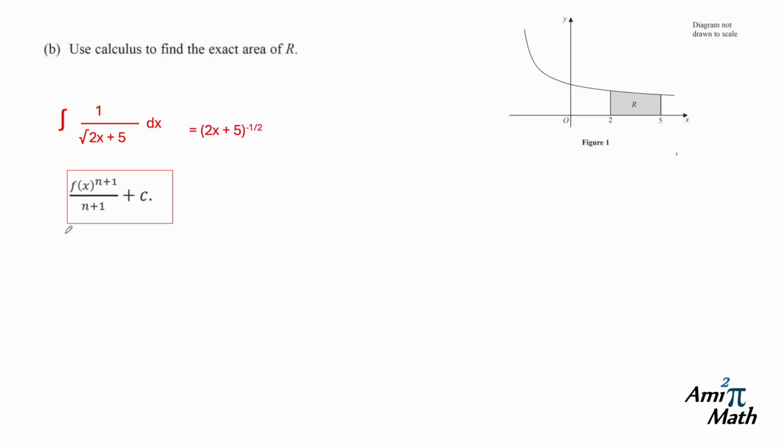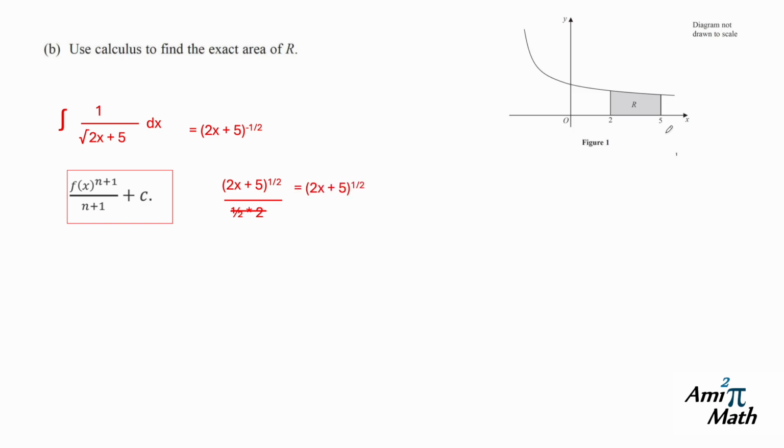And then we use this formula, and we know that f of x is our 2x plus 5. Our n is minus half, so we do 2x plus 5 to the power of n plus 1, so minus half plus 1, which gives you half, over minus half plus 1, which is just half. But as you can see from here, we're not just dividing by half, we're multiplying this half by 2. And why are we doing that? We're doing that because if you differentiate this part of the bracket, it gives you 2. So you need to multiply this half by 2, which obviously just gives you 1. So this will just cancel out and you'll just get 2x plus 5 to the power of half.